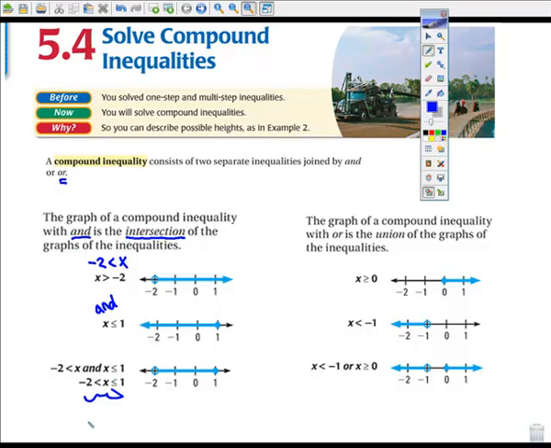And I want you to write this down. With an intersection, it'll always be in this form, where you have the smaller number, less than, or it could be less than or equal to, the variable, less than, or again, less than or equal to, the larger number.